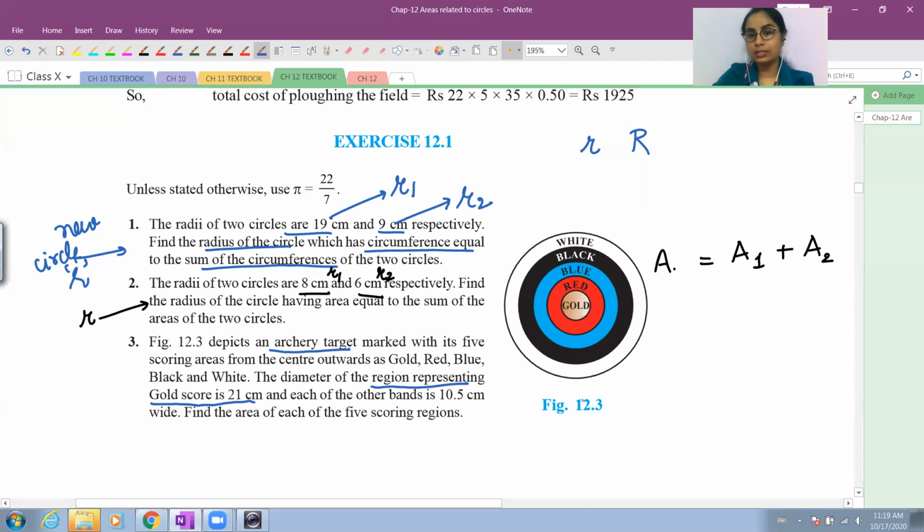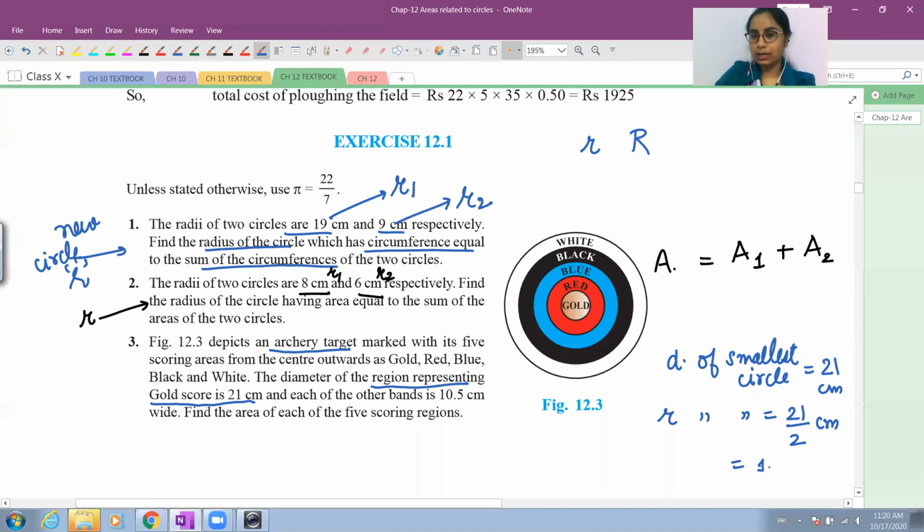This is the smallest circle. The diameter of the smallest circle is 21 centimeters. So from here you can find out the radius of the smallest circle. That will be 21 by 2 centimeters. You can write it as 10.5 if you want. After that, they are saying each of the other bands is 10.5 centimeters wide.